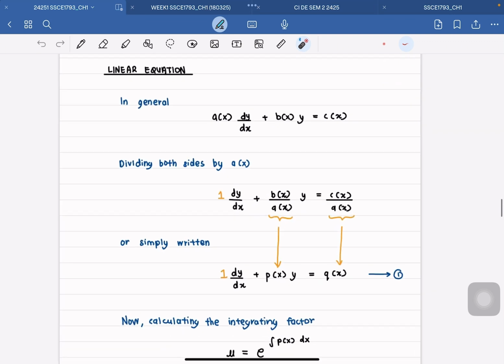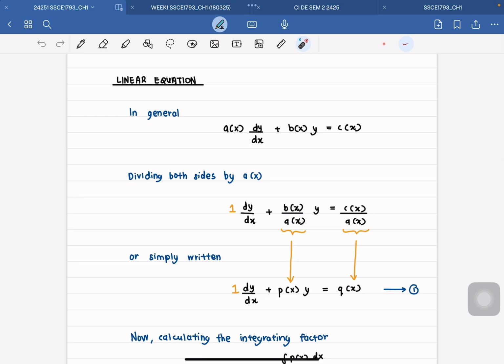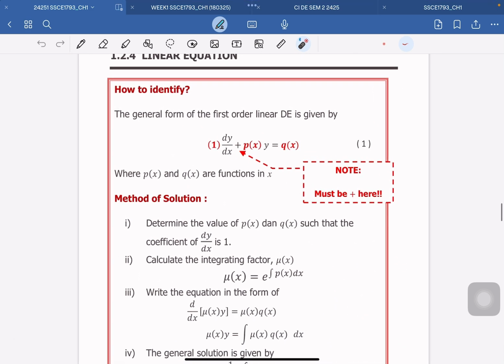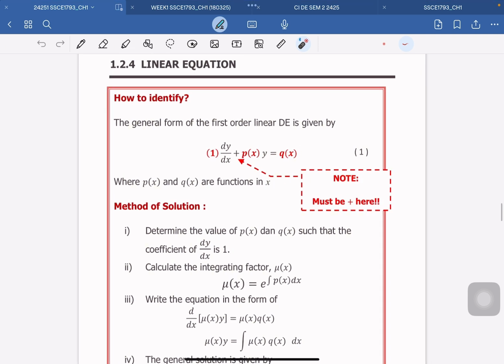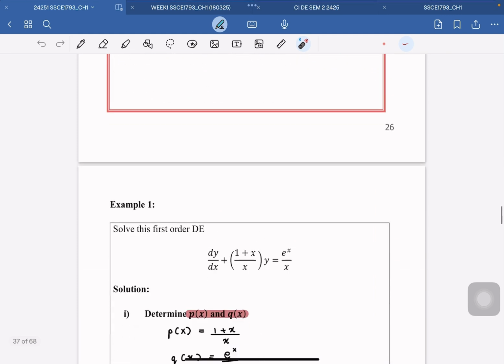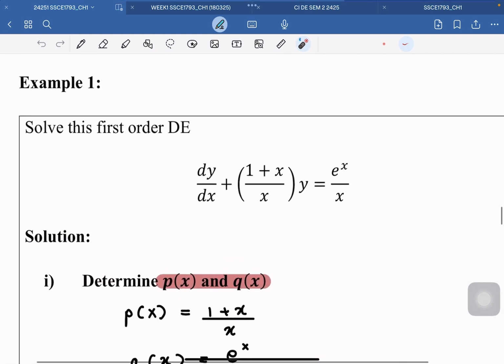So for better understanding, let us go through an example. In these notes we are also providing you with a detailed explanation, so you can refer to these notes later. So let's look at example number 1.